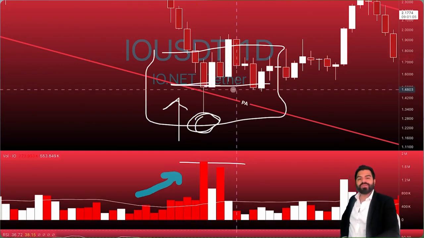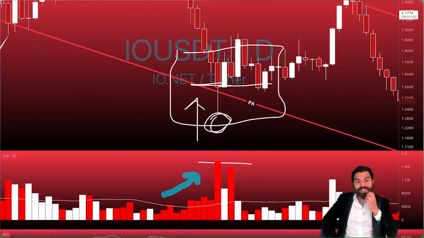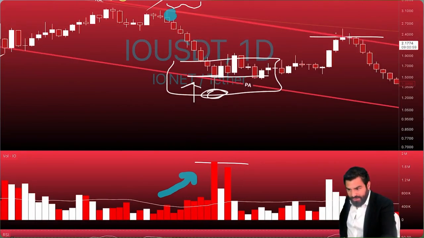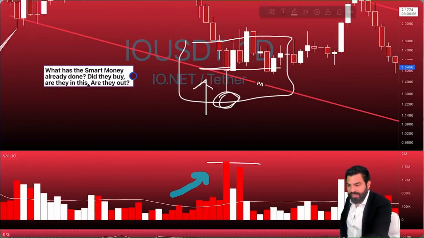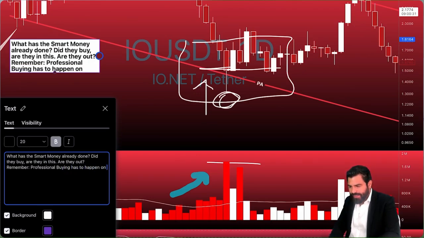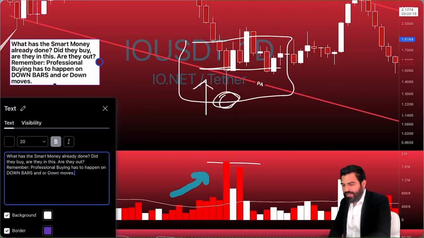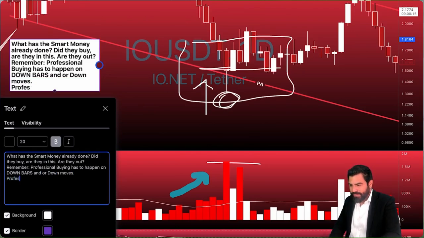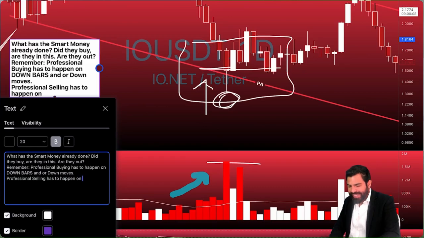If we look at the volume, when we're talking about buying, professional buying has to happen where? I'm going to bring this down as a reminder to everybody. Professional buying has to happen on down bars and or down moves. Okay? Down bars or down moves. Professional selling has to happen on up bars and or up moves. Okay, so just remember that.